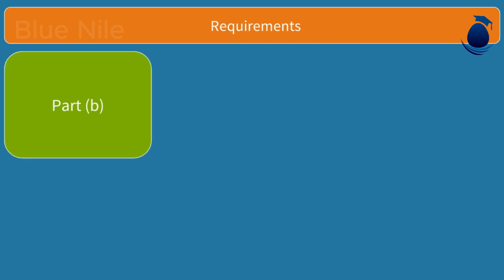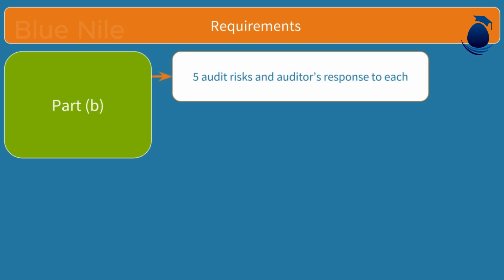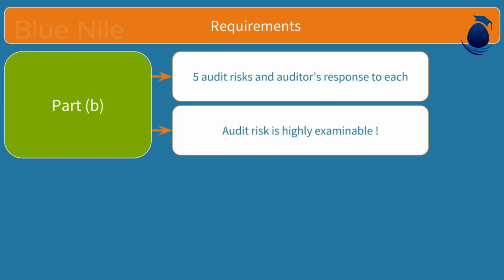Part B asks us to describe 5 audit risks and explain the auditor's response to each risk in planning the audit of Sunflower Stores. We see this style of question in every exam. Audit risk is a very important part of the planning process, and indeed the audit process as a whole. It has therefore been communicated by the ACCA to expect to see this every time.